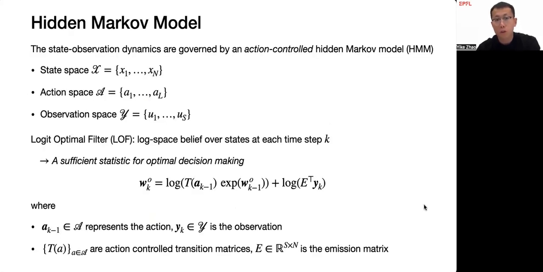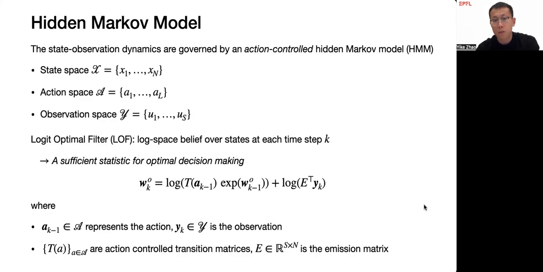So for this partially observable environment, the state observation dynamics can be described by an action-controlled hidden Markov model with state space X, action space A, and observation space Y. We then have this logit optimal filter, LOF, which is the belief over states in the log space, and it provides a sufficient statistic for optimal decision making.